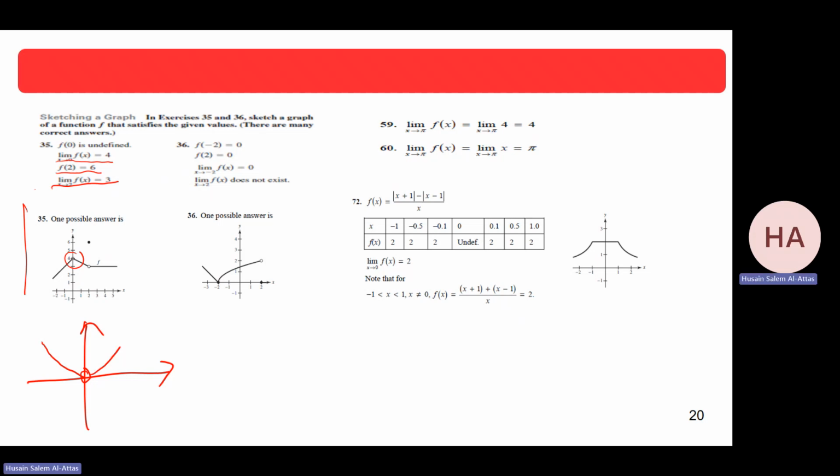Now at 2, f of 2 equals 6, but the limit goes to 3. No, sorry, he wants the limit at 0 to equal 4. So this should be 4, and this is open here. The function is going like this, who cares. If f of 2 equals 6, but the limit as x goes to 2 is 3, it goes to 3 and continues. This is at 2, and this is 3. And this is 4. But f of 2 equals 6, so this is 6.